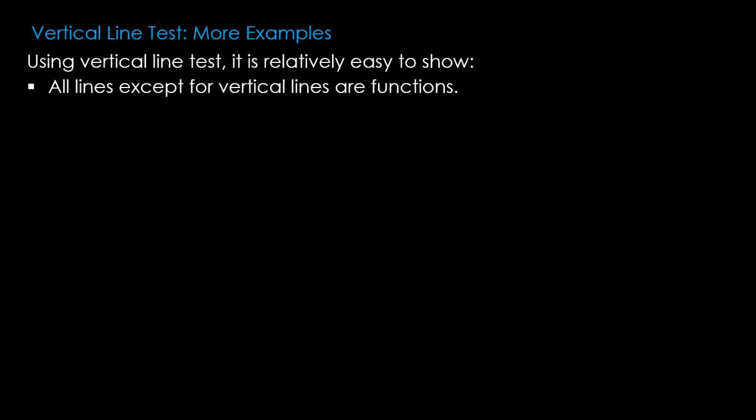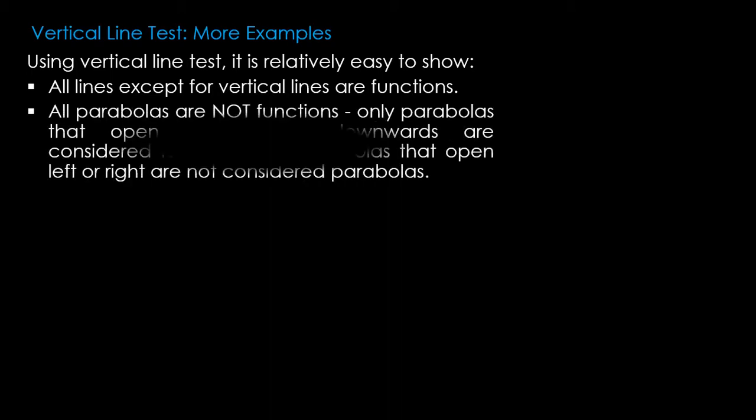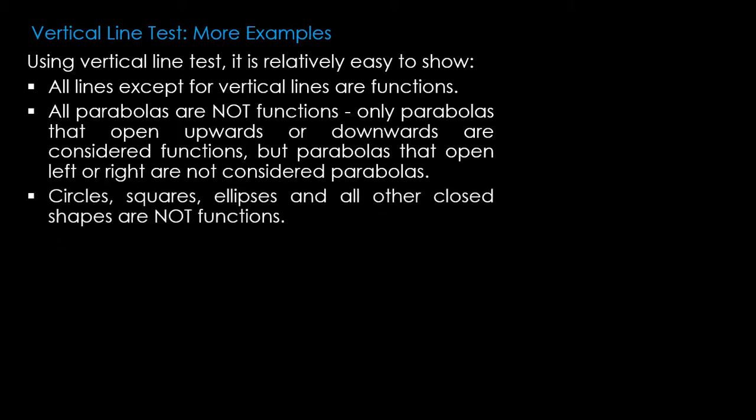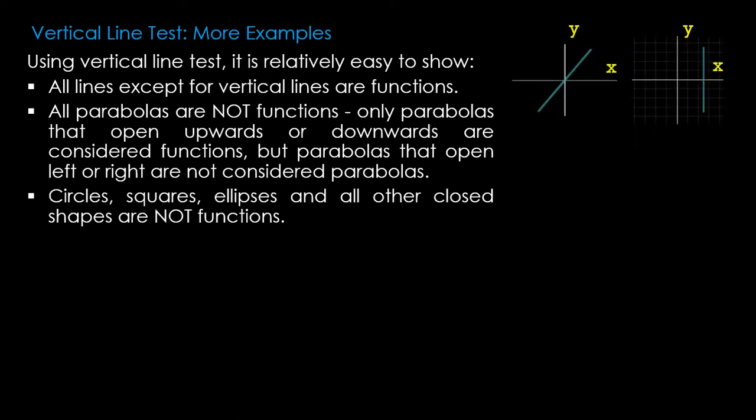There are some more examples here. Using the vertical line test, it is relatively easy to show that all lines except vertical lines are functions. All parabolas are not functions; only parabolas that open upwards or downwards are considered functions, but parabolas that open left or right are not functions. Circles, squares, ellipses and all other closed shapes are not functions. So let me explain one by one.